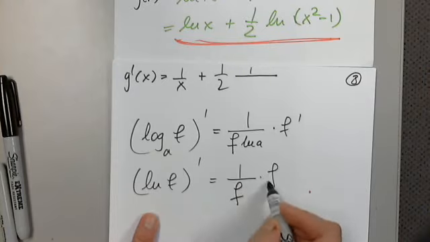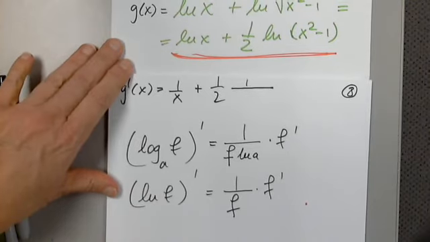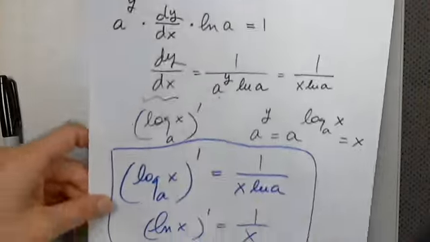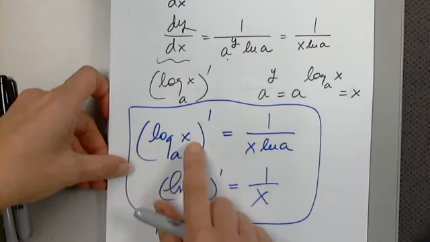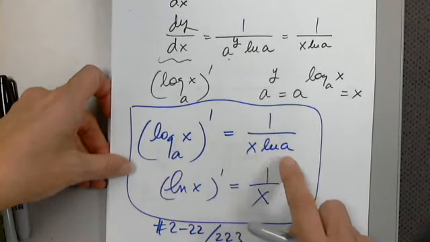F times f prime, because natural log e is 1. Should I do this again? Yes? Okay. So if you remember, we had a to the x. We had log base a of x. The derivative of this is 1 over x natural log a.